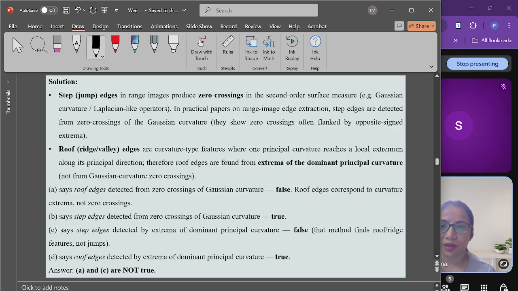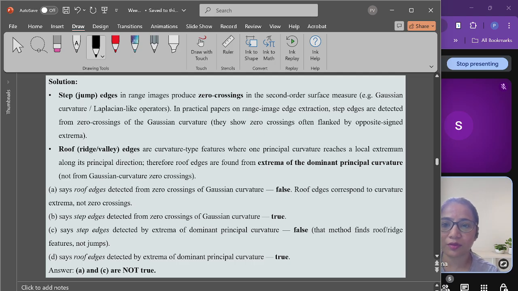Okay, so our solution. First see what is a step edge and what is a roof edge. The step edge is also called a jump edge. So jump edges in the range image produce zero crossings in the second order surface measure. For example, Gaussian curvature or Laplacian of curvature. These are second order derivatives. So in practical papers on range image edge extraction, step edges are detected from zero crossings of the Gaussian curvature. They show zero crossings often flanked by opposite signed extrema.